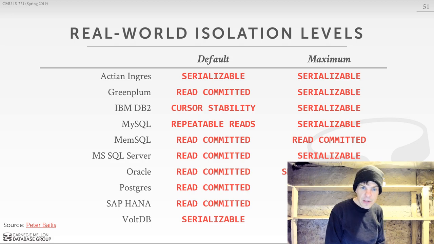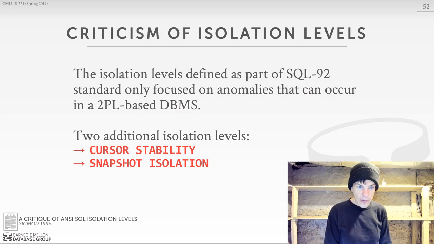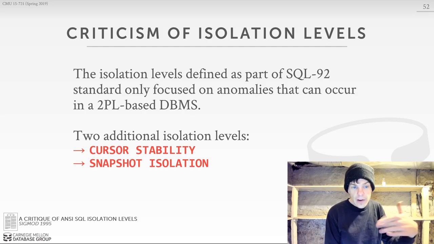I don't want to spend too much time talking about them in further detail, but I do want to focus on these two other isolation levels that don't fit into the ANSI standard that I just talked about: cursor stability and snapshot isolation. The ANSI isolation levels were part of the SQL-92 standard, and the standards body that developed them defined these anomalies in the context of a two-phase locking database system. But there's this great paper from 1995 written by some very famous database researchers that basically said, yes, what you're describing exists for two-phase locking systems, but for timestamp ordering systems and optimistic systems, this doesn't cover everything. And even within two-phase locking systems, there are other anomalies that can occur that two-phase locking doesn't protect from when you enforce the different isolation levels defined in the standard.